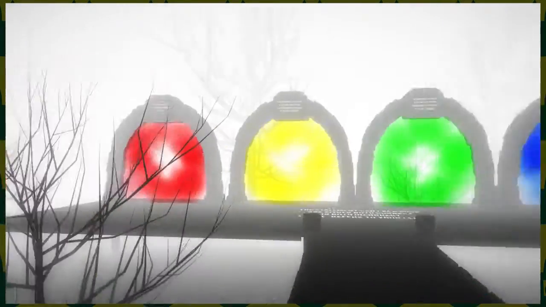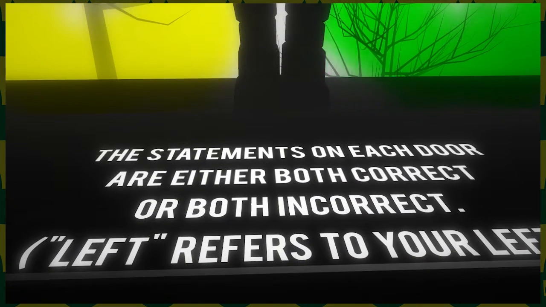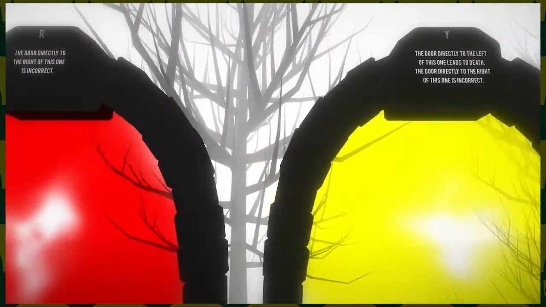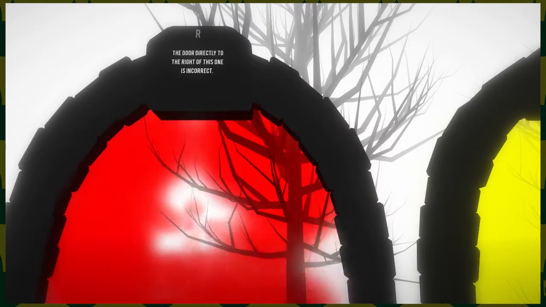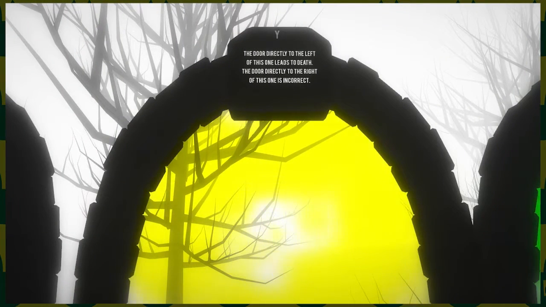Oh good, there's only four doors this time. The statement on each door are either both correct or both incorrect. Left refers to your left. The door directly to the right of this one is incorrect. The door directly to the left of this one leads to death. The door directly to the right of this one is incorrect.